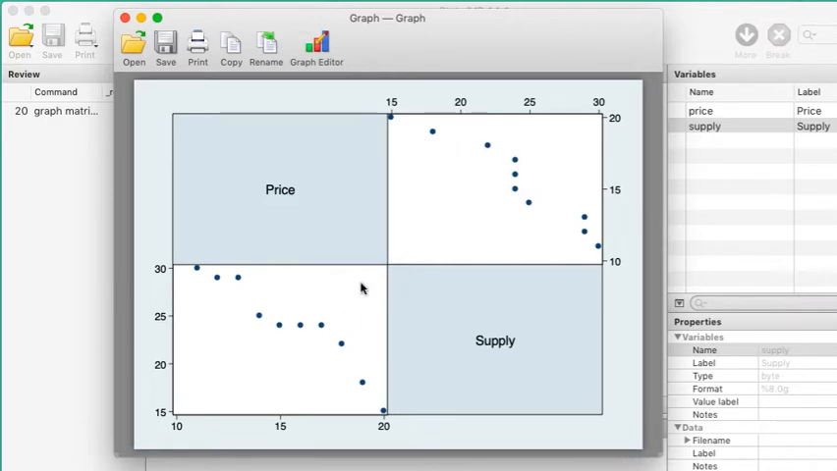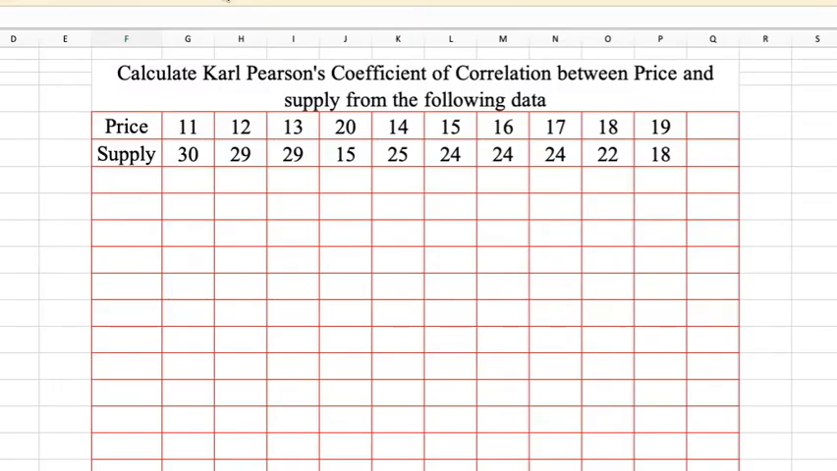This is the second condition, and the third condition is that there must be no outlier. Now if you see here, there is no outlier, right? This is the third condition, that there must be no outlier, and hence we have no outlier here. And the fourth assumption is that both these variables, price and supply, should be normally distributed, because there would only be statistical significance if both the variables are normally distributed, right?